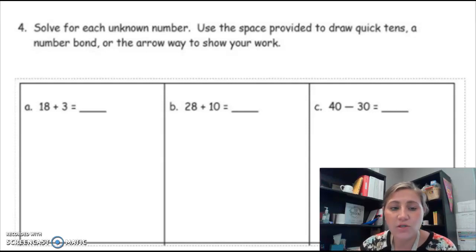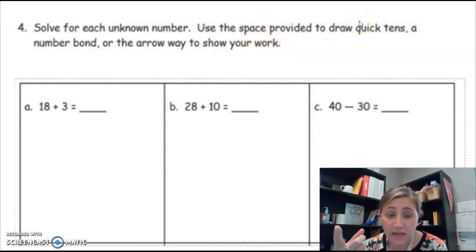Okay, y'all, we are getting so close to being done. You just have 3 more slides left. For the rest of the slides on Pear Deck, you're going to solve for each unknown number. Okay, so you're going to be finding the answer for all of these problems. Use the space provided to draw quick tens, a number bond, or the arrow way to show your work.